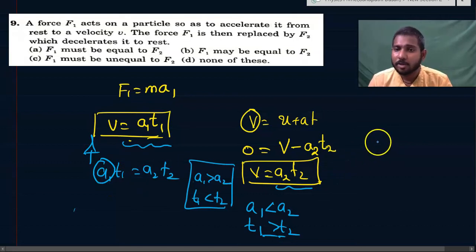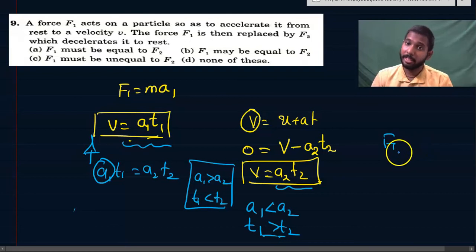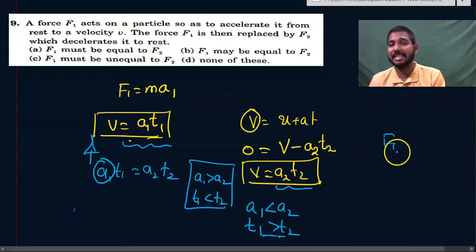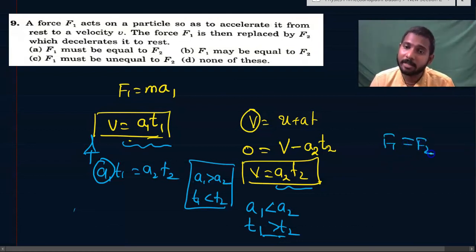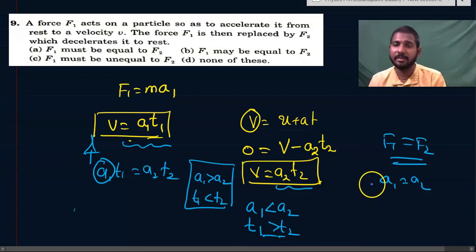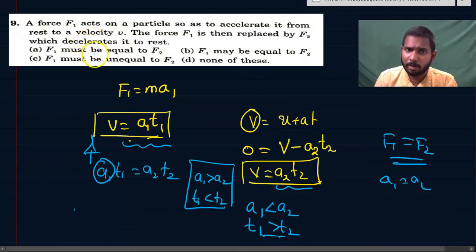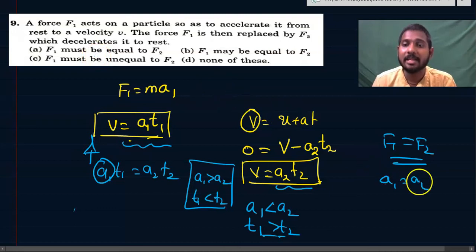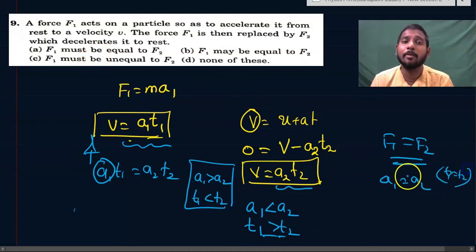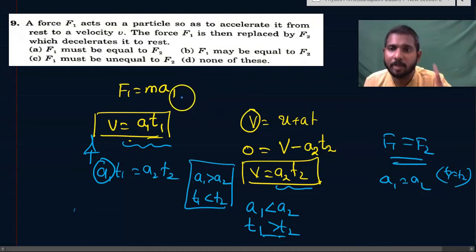So if there is no particular relation between F1 and F2, F1 might be equal to F2. That means a1 is equal to a2. If times are different, accelerations are different. If accelerations are different, times are different. If accelerations are equal, times should be equal. That means F1 must be equal to F2? Is it necessary? Not required. F1 must be equal to F2 would mean both times should also be equal. If the question were asked with equal amounts of time, then we could say F1 must be equal to F2.